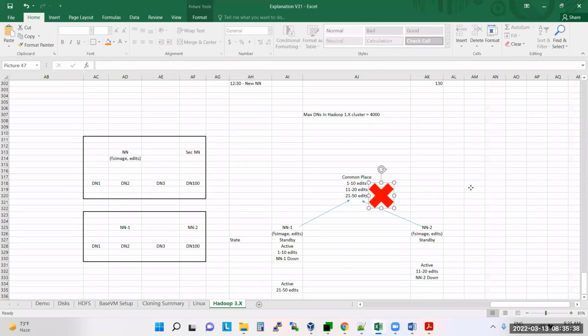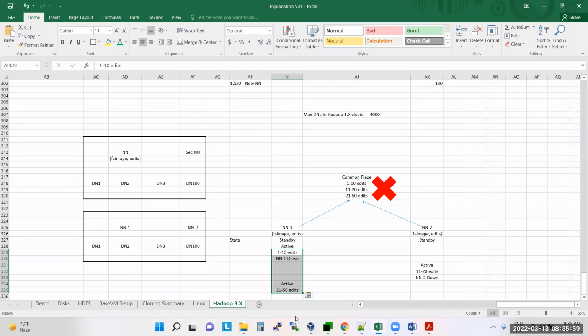Is it a danger thing or not? Yes, sir. If common place is down, again the starting problem only we will see. So this guy will understand only 11 to 20 edits, and this guy will understand only 1 to 10 and 21 to 50. In between, 11 to 20, this guy will not understand. Yes or no? So this is a problem.